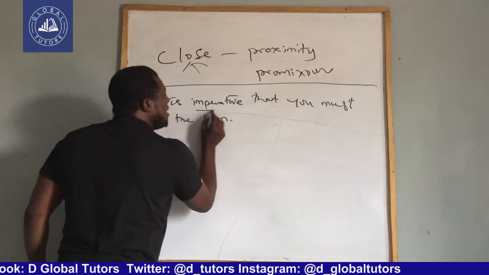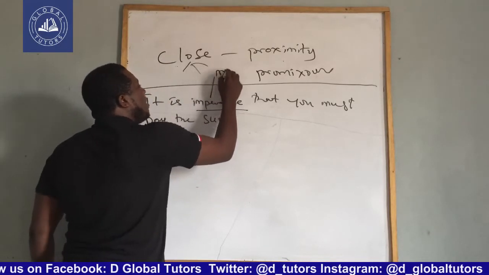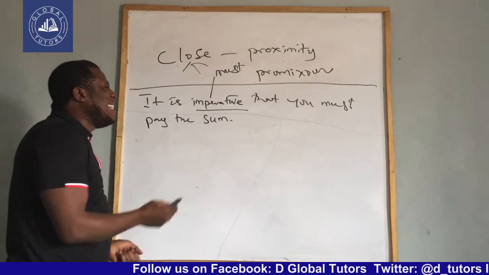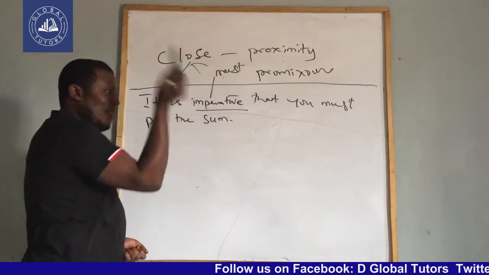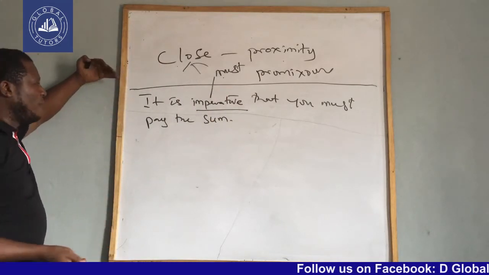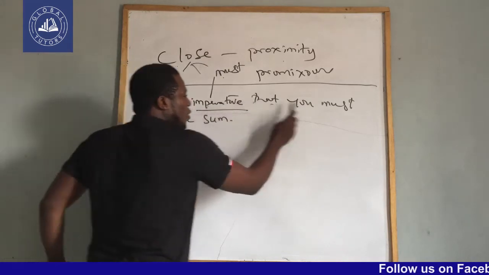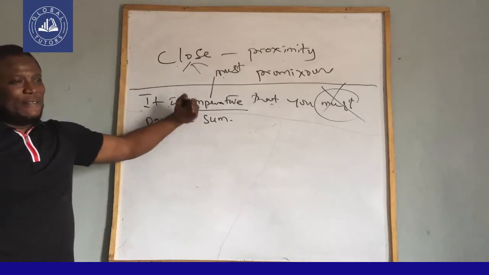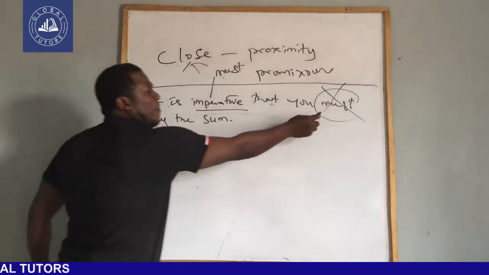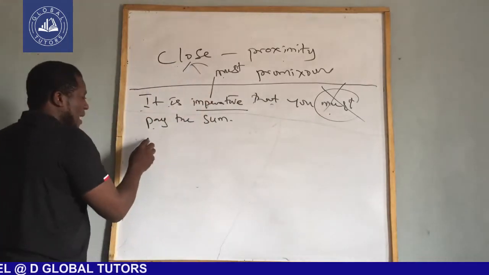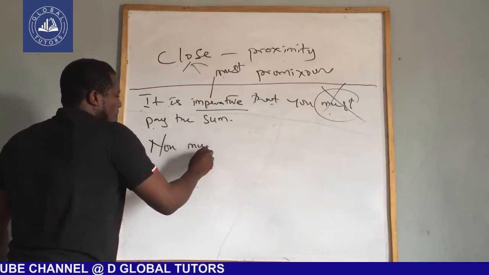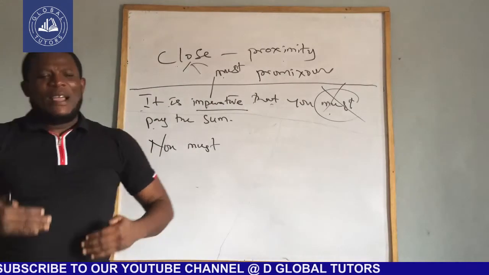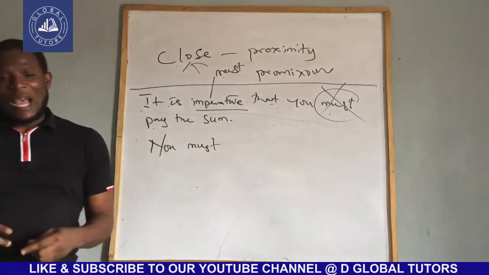Now, when you say something is imperative, it simply means that thing must be done. So, if I say something is imperative, then I have already implied the word must. Therefore, for us to correct this sentence, we have to say, "it is imperative that you pay the sum." But if you're a fan of must, you have to use the word, then you simply say, "you must pay the sum." It's not possible for you to use the word imperative and sum and must at the same time.